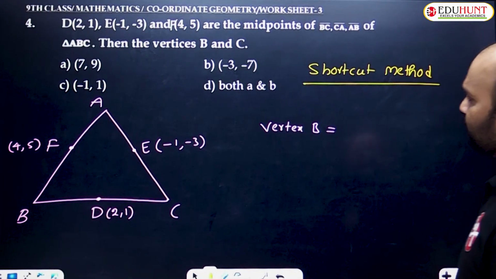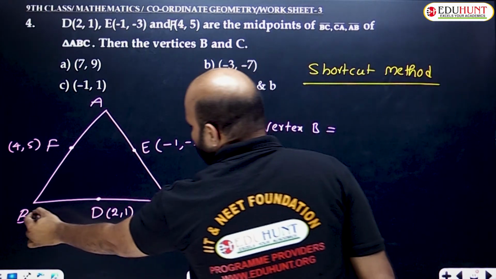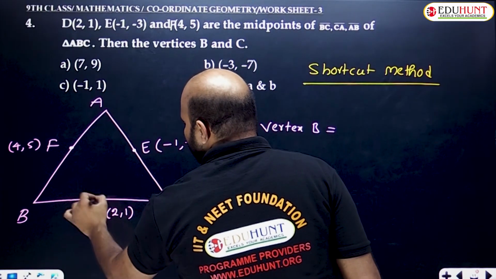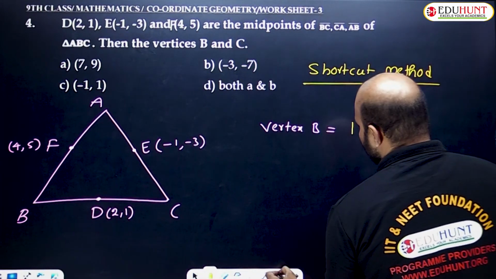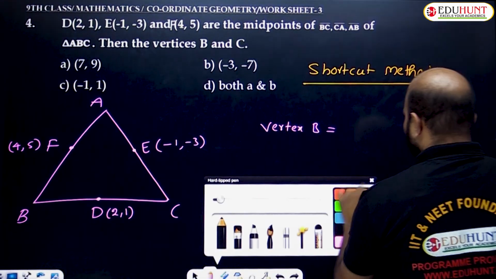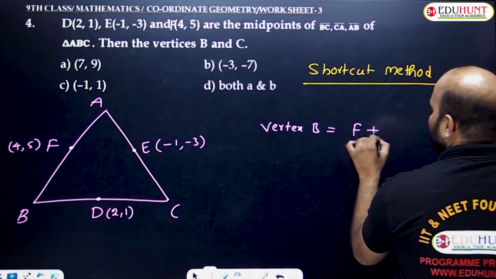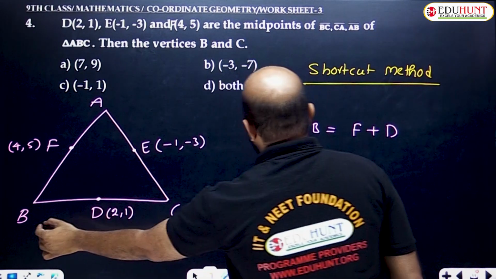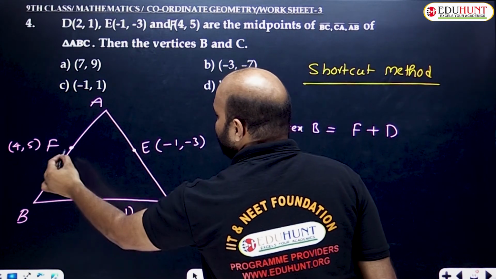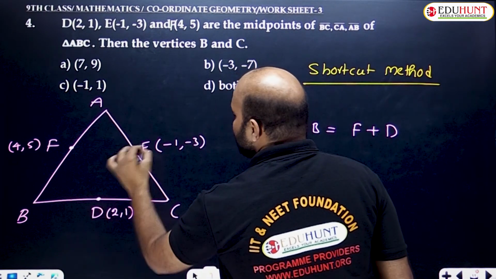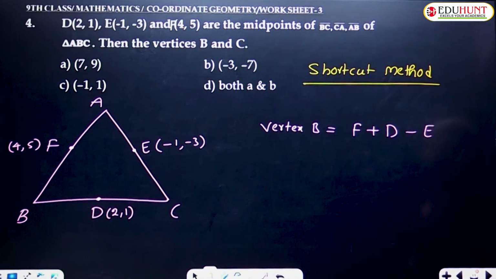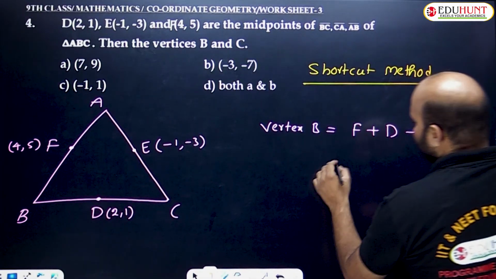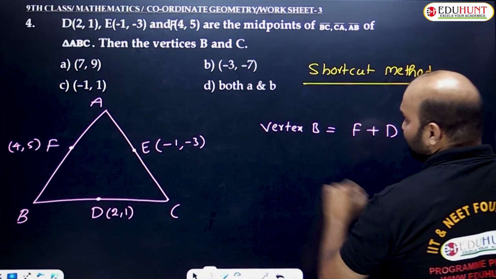Yes, vertex B. So clearly we need to observe. B's adjacent medians are F and D, and they should be added. Here, vertex B's adjacent medians are F and D, and the opposite median is E, which should be subtracted from F and D. This is the formula. So how will we get vertex B? Clearly we need to identify.